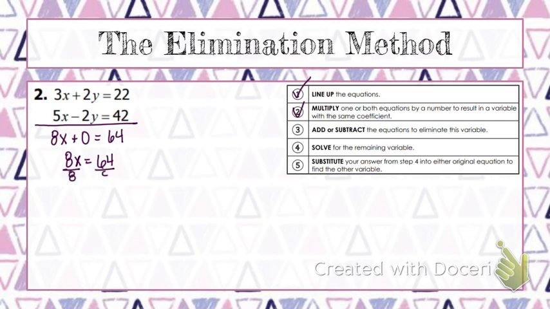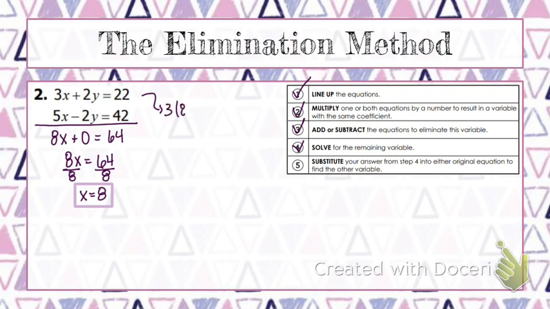And then we will divide both sides by 8 to solve for x. And we're going to get x equals 8. So we have done steps 3 and 4 now. Now we need to substitute our answer from step 4 back into one of the original equations. Again, it doesn't matter which one you use. I'm just going to pick it randomly.